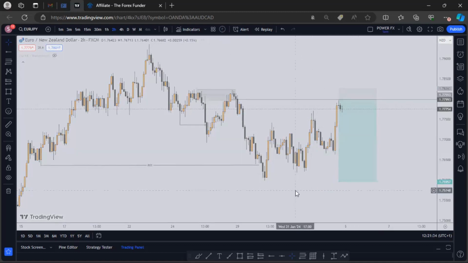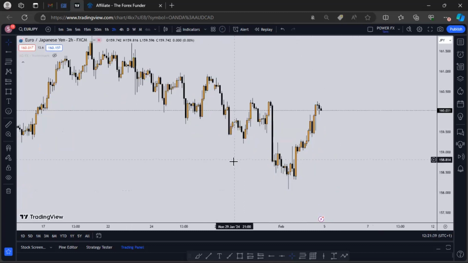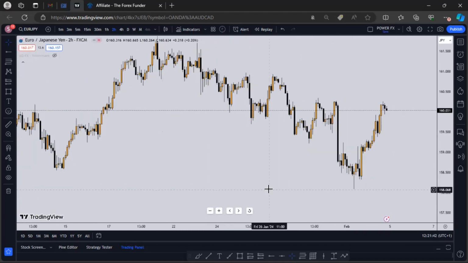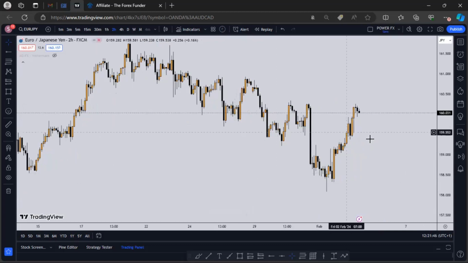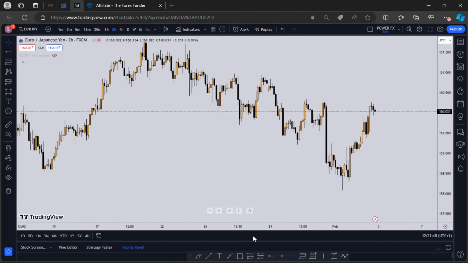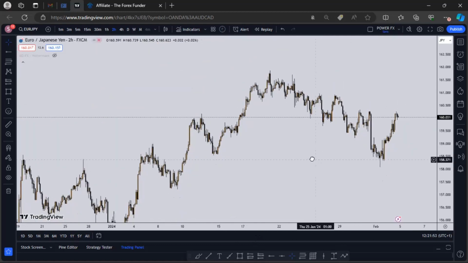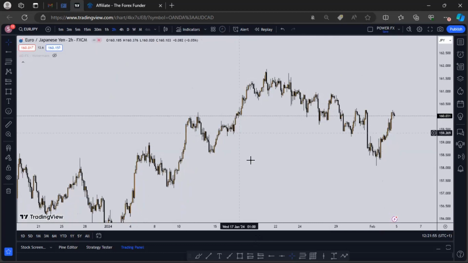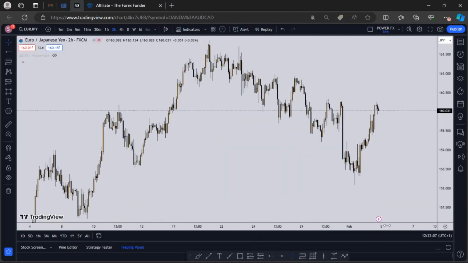This is one example. Let me go to another example. It is on Euro JPY. I'm not going to be doing much talk on this Euro JPY. You guys can see the structure above, price broke this particular low, stating that the market has started reversing all the way to the downside.